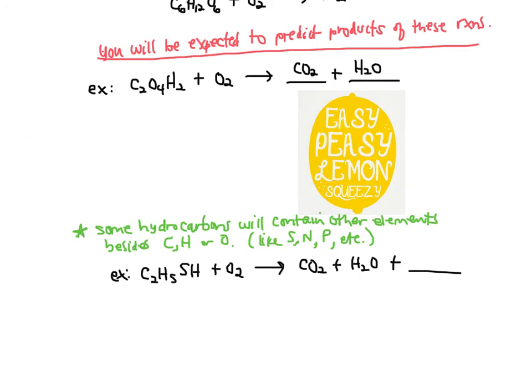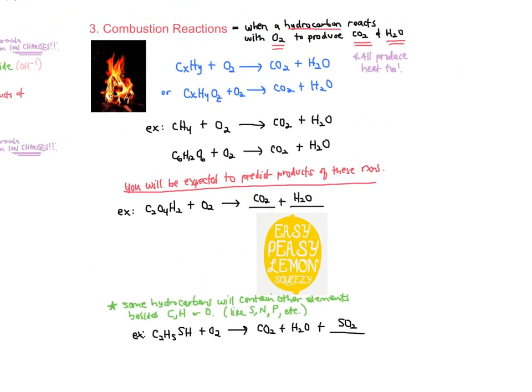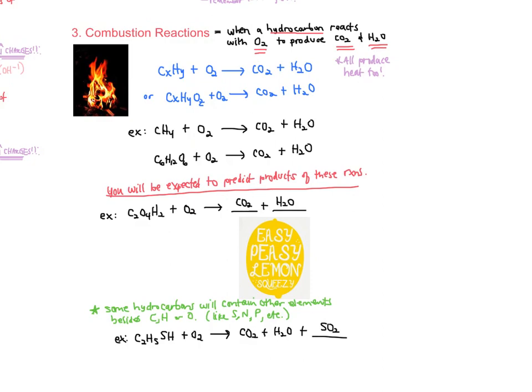I would not expect you to be able to predict what that product is, but I may ask you to predict at least these 2, because you should know that a hydrocarbon and oxygen will always give you at least carbon dioxide and water. Remember, easy peasy, lemon squeezy. And then the last one will be given to you, because sulfur is also going to produce a compound with oxygen, but you aren't expected to know what that one is. All right, so there's all of combustion right there.